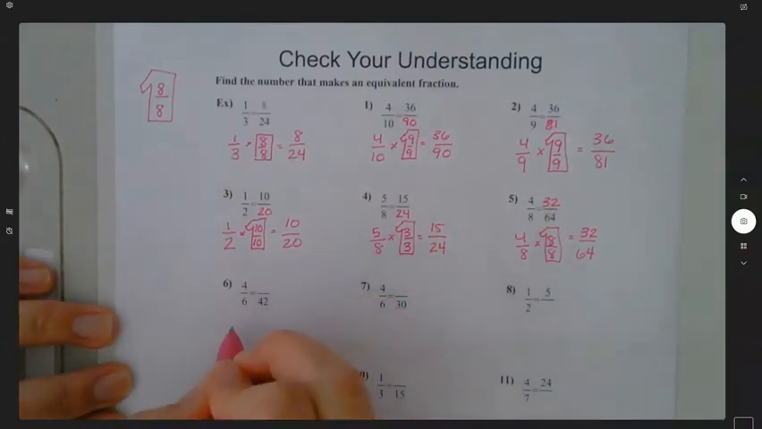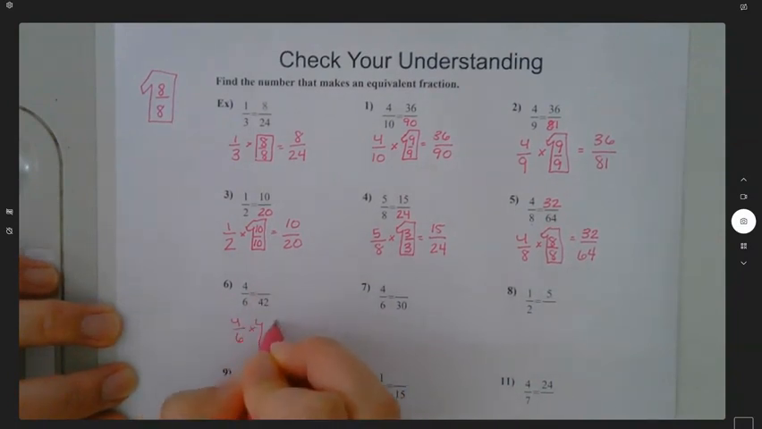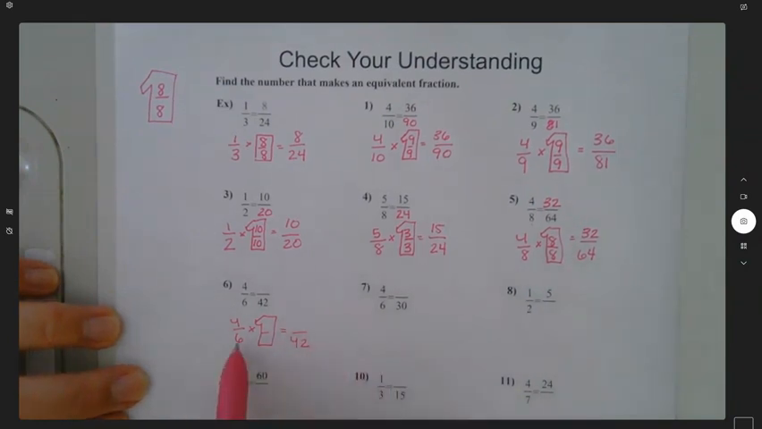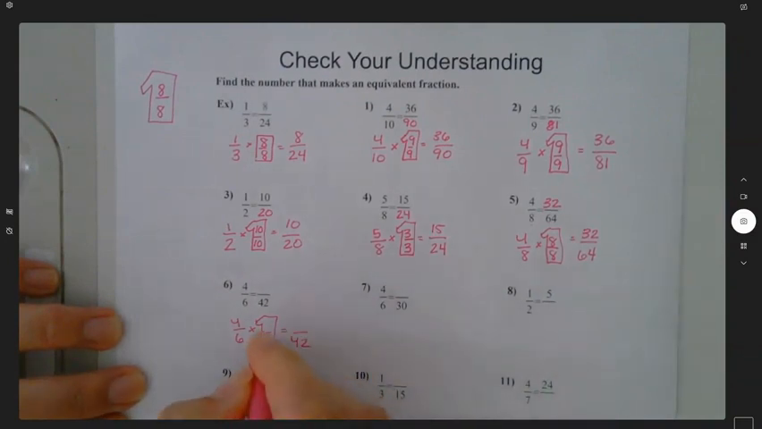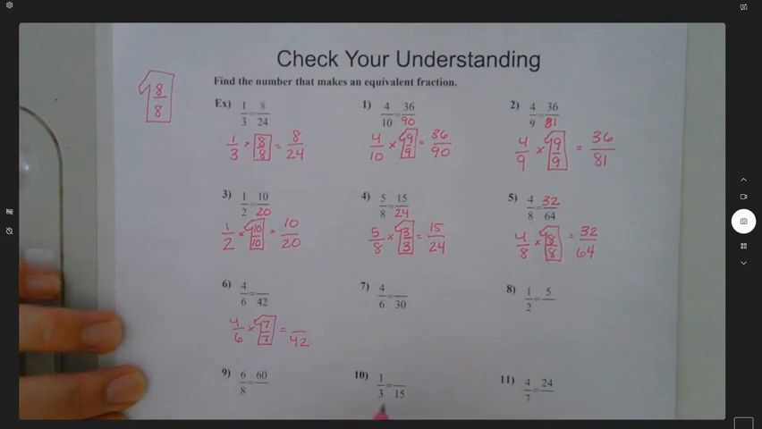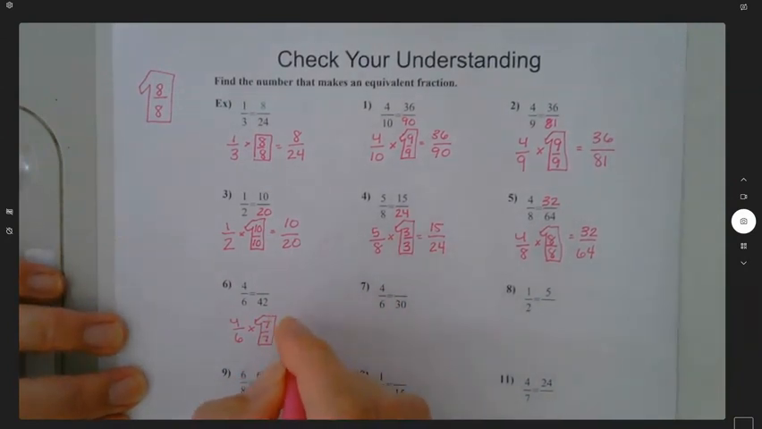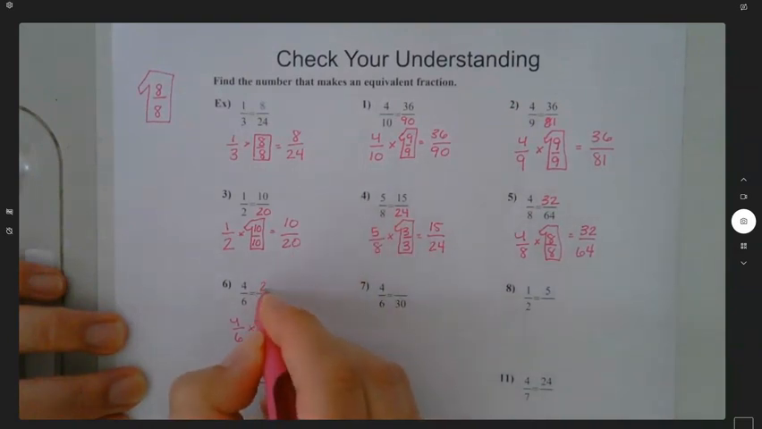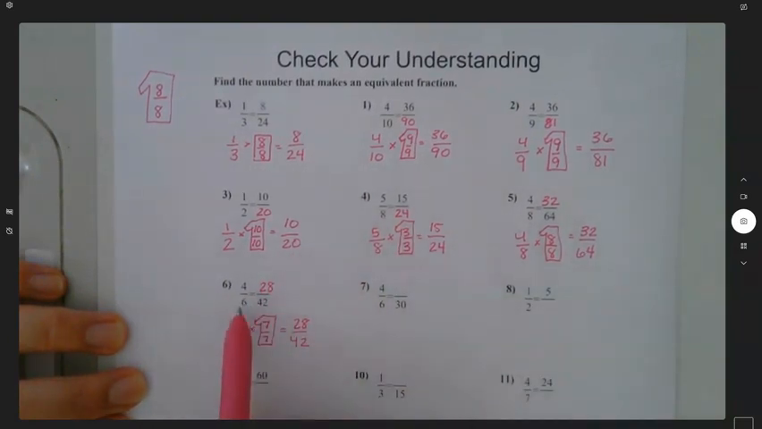For number 6, our first fraction is 4/6. And again, we're going up, so we are going to be multiplying. And I'll ask myself, what times 6 equals 42? And 7 times 6 equals 42. So then I also have to multiply the top by 7. So 4 times 7 is 28. So my equivalent fractions are 4/6 is equivalent to 28/42.